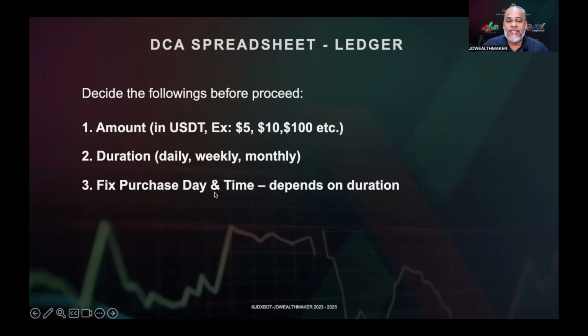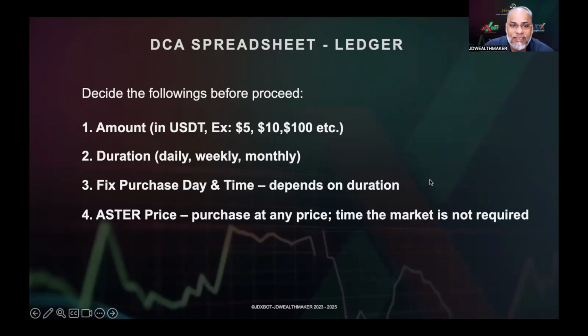Number three, fix the purchase day and time. It depends on the duration. If you say weekly, maybe it will be on Monday at 2 o'clock in the afternoon. If you want to do daily, then you decide every day at what time, maybe 12 midnight after your children sleep, whatever. You have your free time and that is the time you want to do it. It's up to you, but these are the things that you need to definitely decide. This is the most important thing.